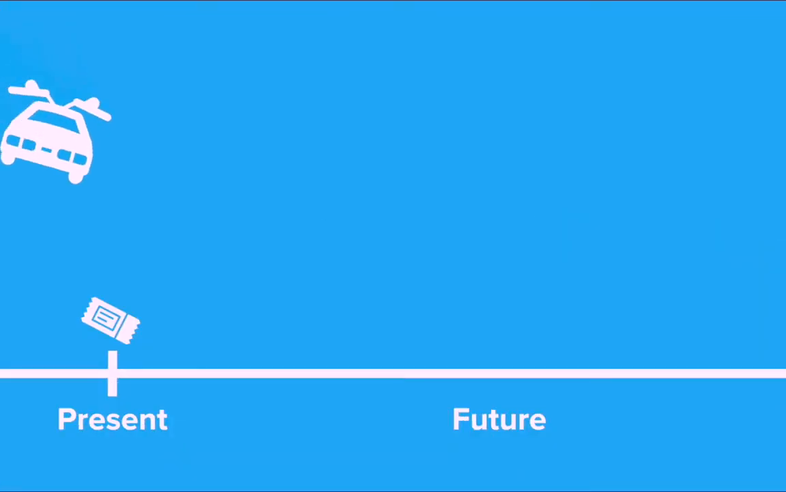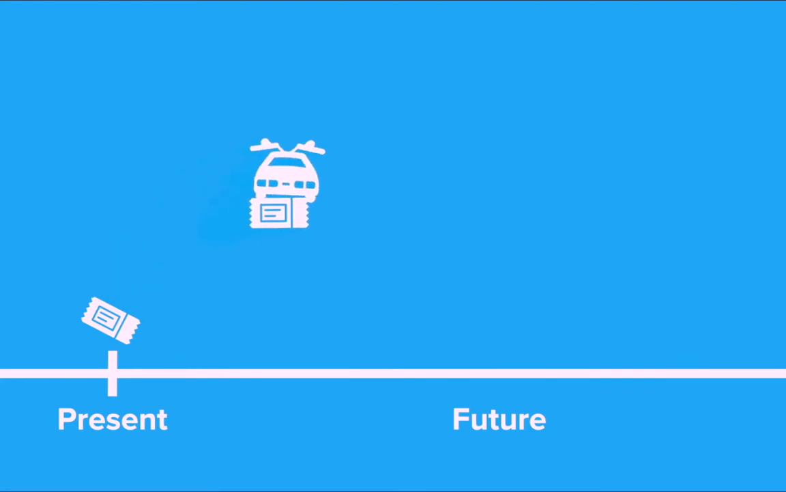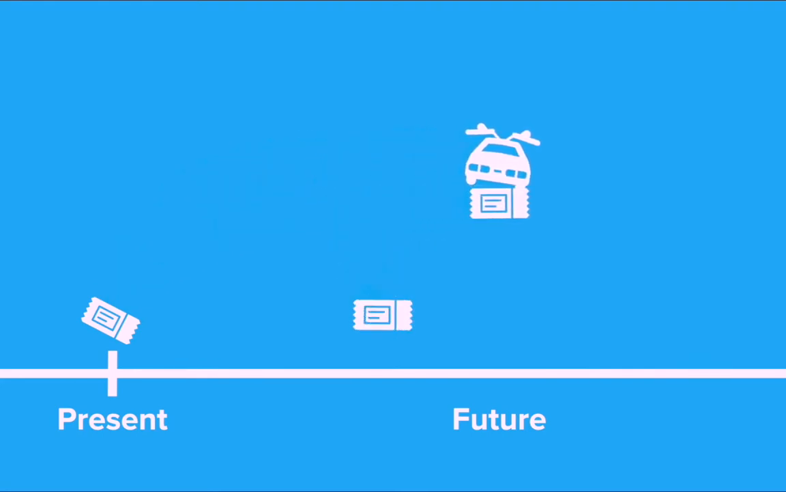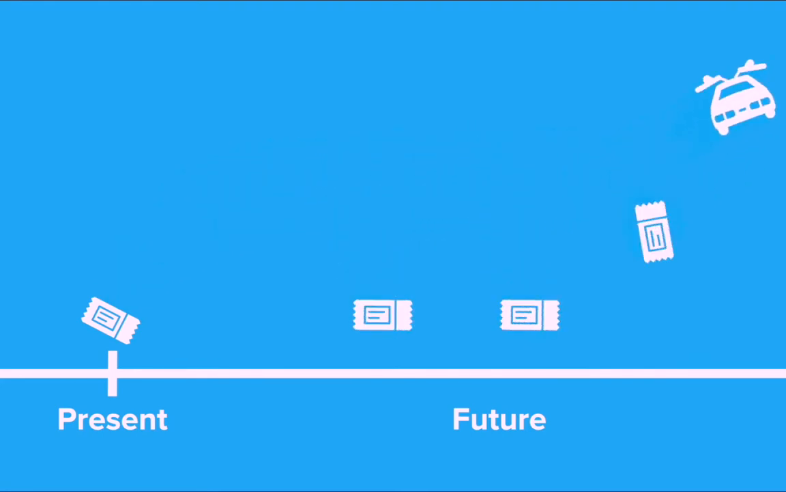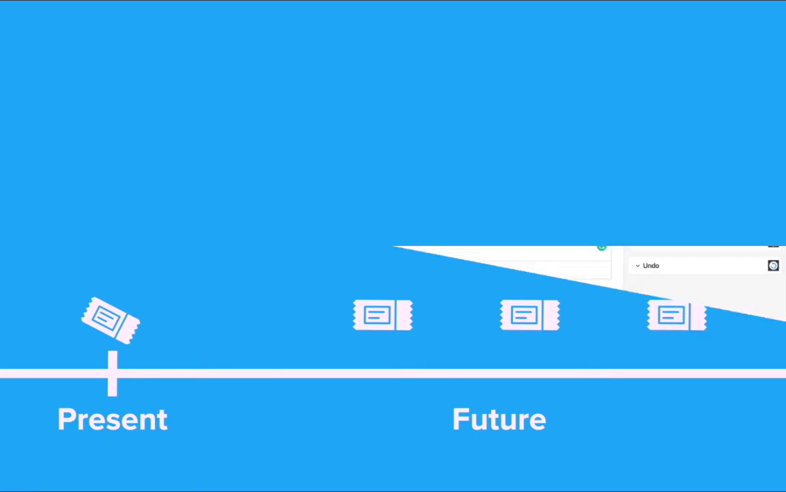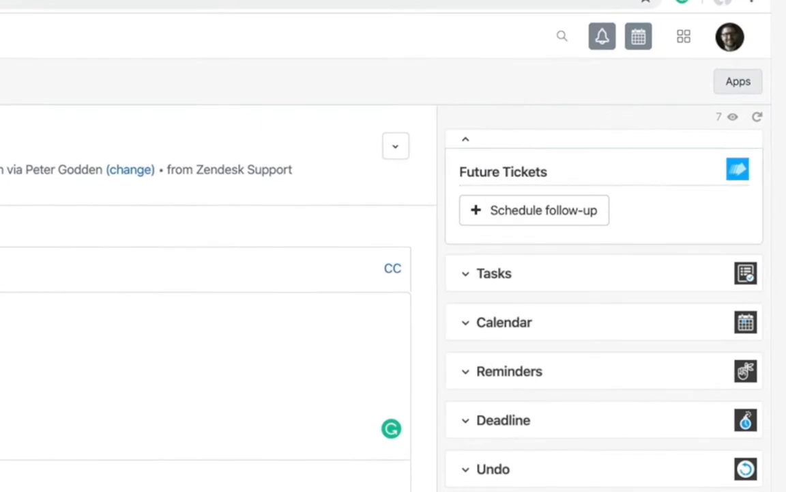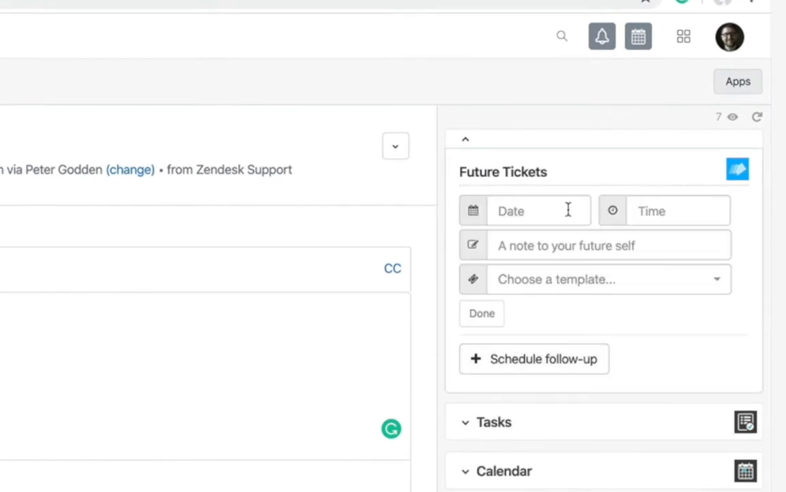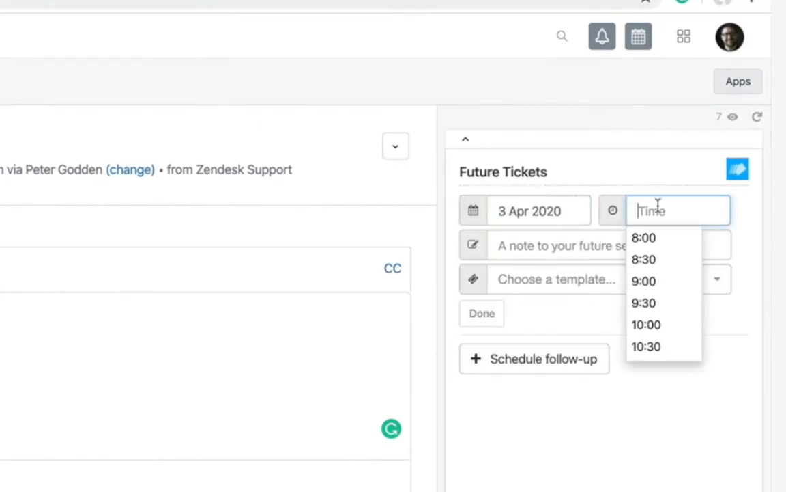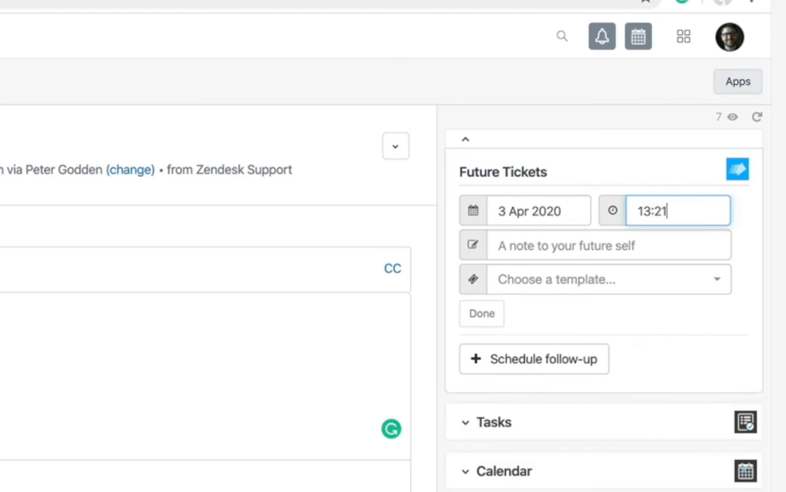Have you ever found yourself wanting to automatically spin up a ticket in the future? Well, now you can with the Future Tickets app. Okay, so over on a ticket you can specify when you want your future ticket to be created, like this. Let's set this ticket to be created at precisely 1:21 PM.